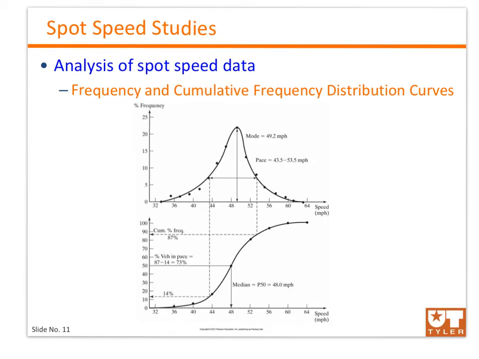Now, based on the information that we collected from the previous table, we can generate two different frequency distributions. The very first one is the frequency distribution curve, as well as the cumulative frequency distribution curve. As you can see, once we develop these two, we will be able to put on the figure what the mode speed is, what the pace is, what the median speed is, and we will be talking about those details in the next slides.